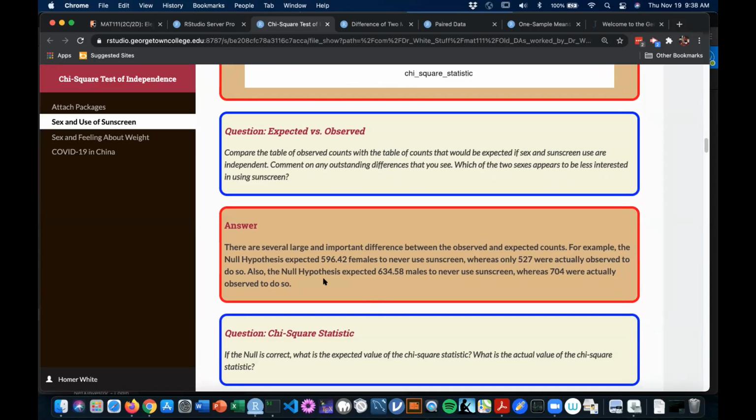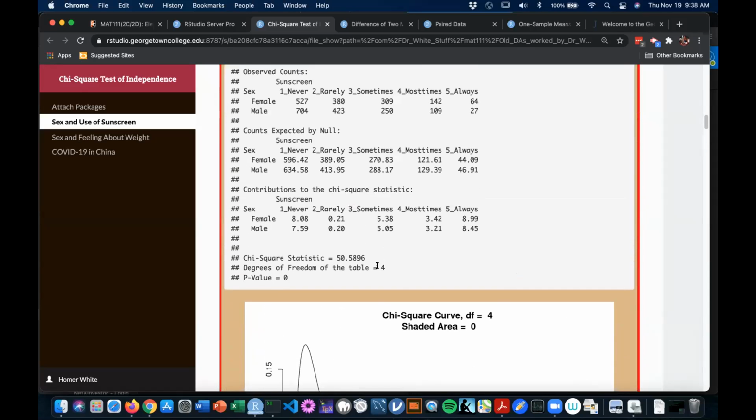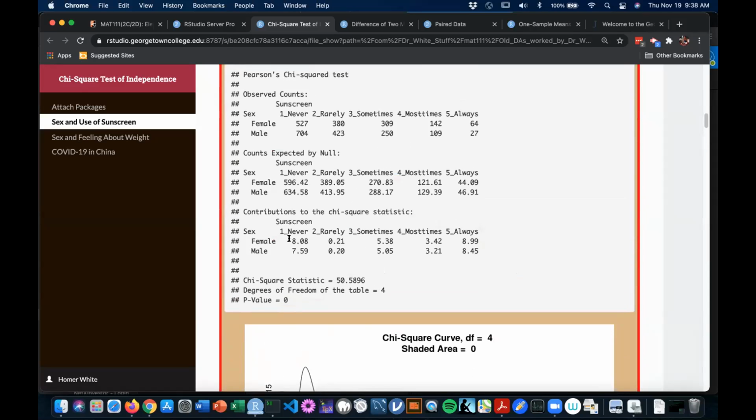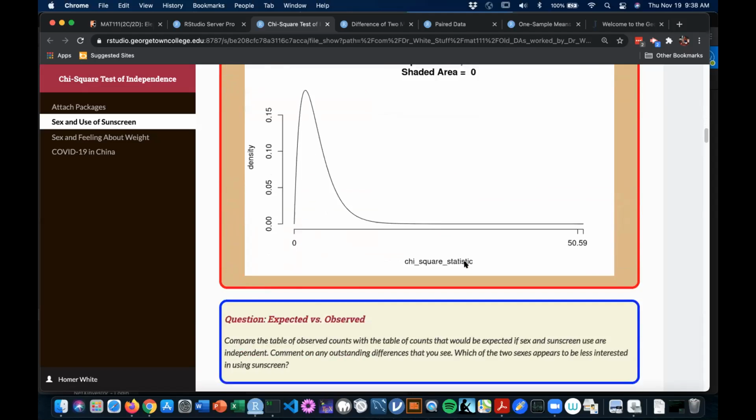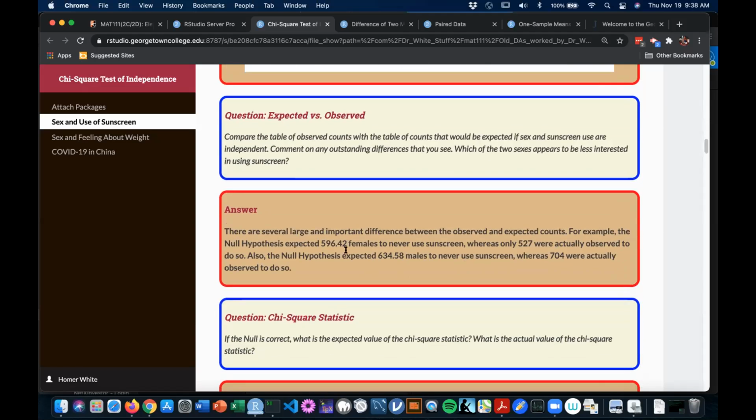For example, the null hypothesis expected this many females to never use sunscreen, but we observed only 527 doing so. The null also expected this many males to never use sunscreen. We observed only this many. So I kind of concentrated on the differences that were in the never part. I could have just as well concentrated on the differences that were in the always part. And I could have done both.